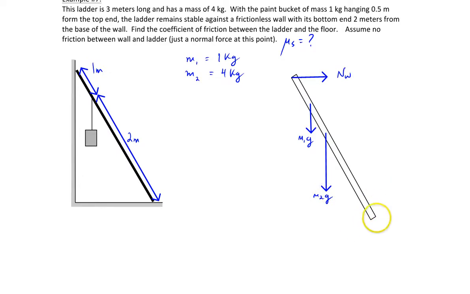Then down here on the ground we have two forces. We have the perpendicular force, that's the normal force. That's probably going to be quite big actually because you can see these two downward forces. And I'll label that the N sub F, or the normal force from the floor. And then we have the horizontal force of friction.